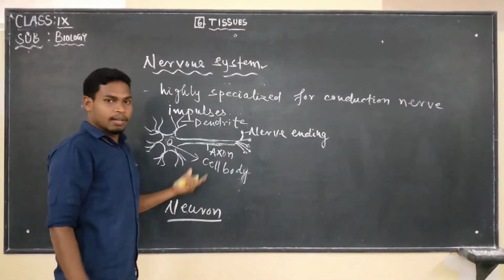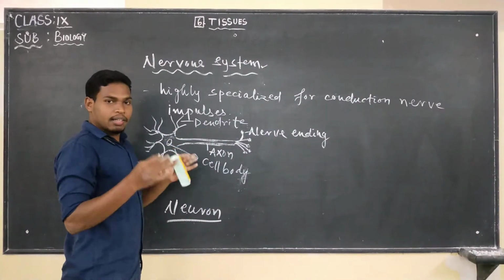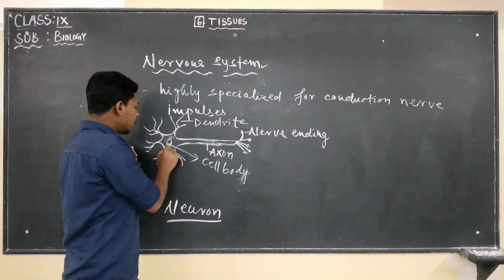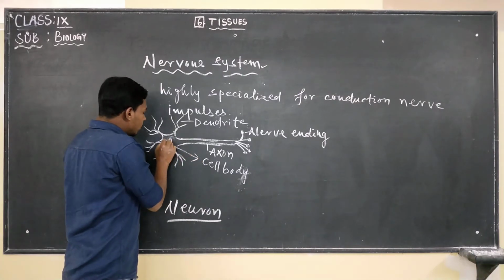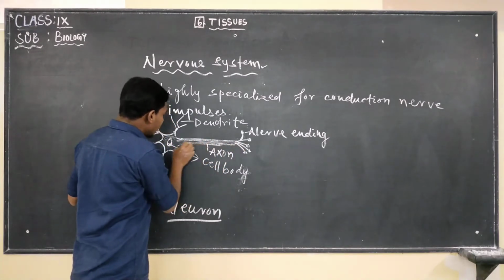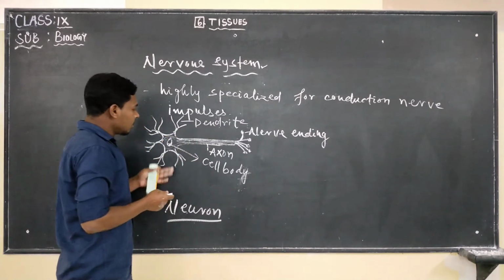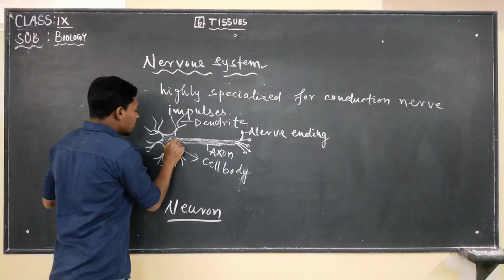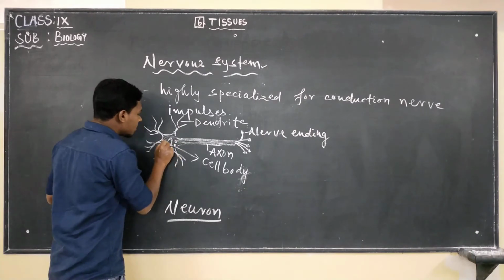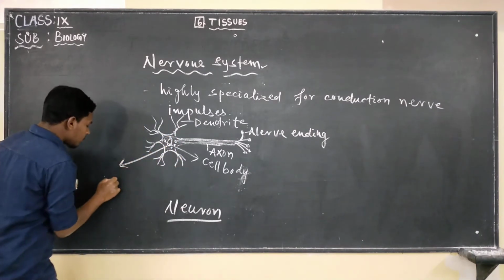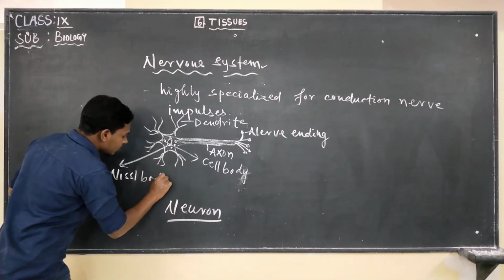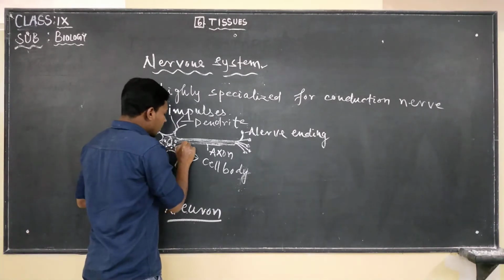At the cell body, we would find a prominent nucleus because it is a cell. We also find other cell organelles like mitochondria, lysosome, all the organelles we would find at the cell body. And since this is a cell, it also has cytoplasm along the axon and the cell body. In the cell body we would find many granules. These are known as Nissl bodies.